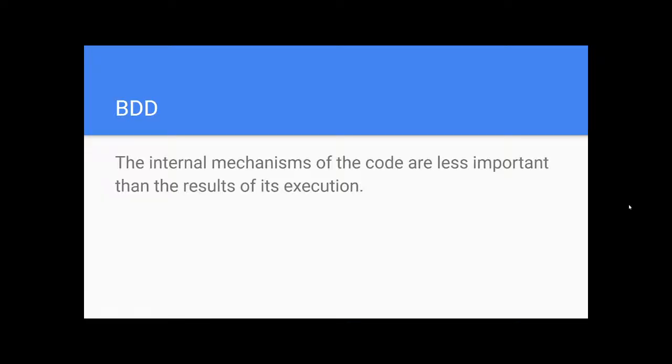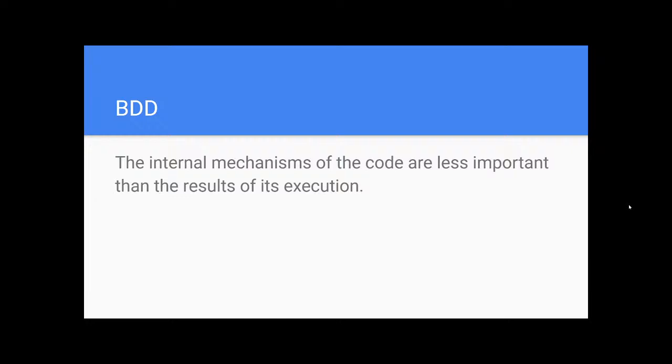Because in TDD, we are testing the internal mechanism of the code. We are testing implementations. We are testing if the method returns what we want it to return. With BDD, we are trying to check if the code and application in general work the way that we want them to work, not internally. We don't look at the mechanisms inside the machine. We are looking at the machine.